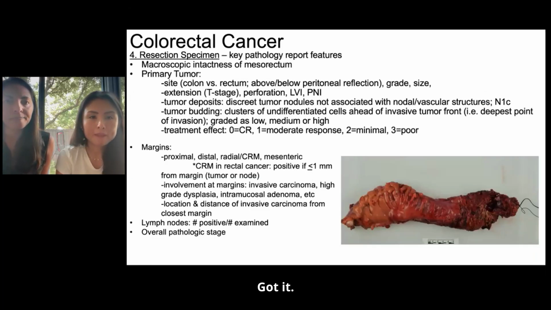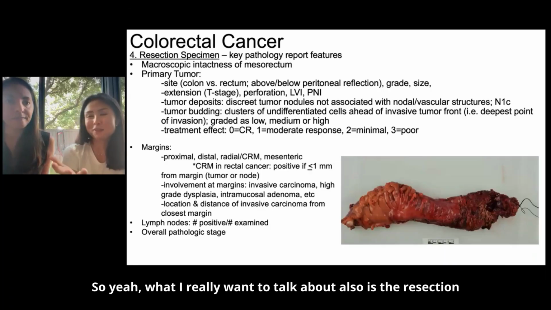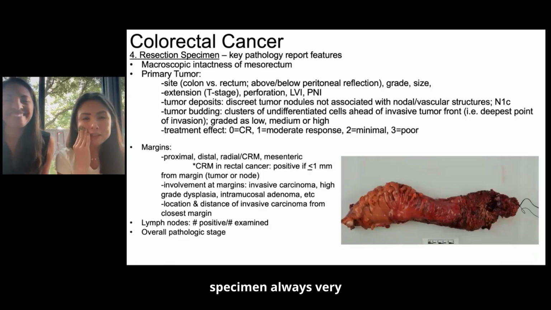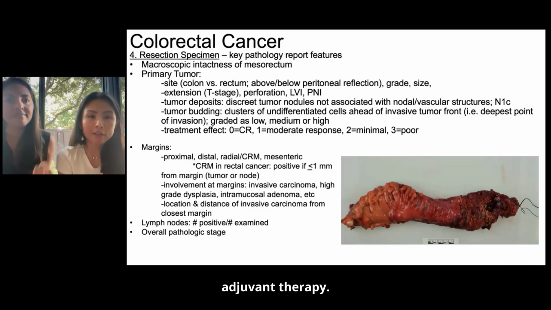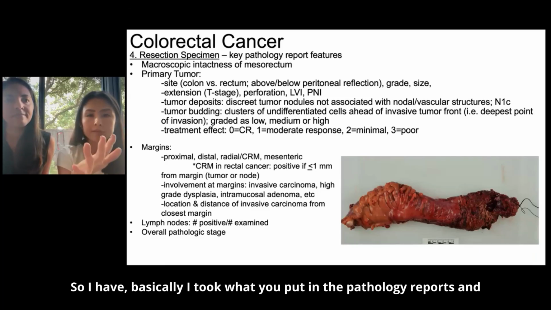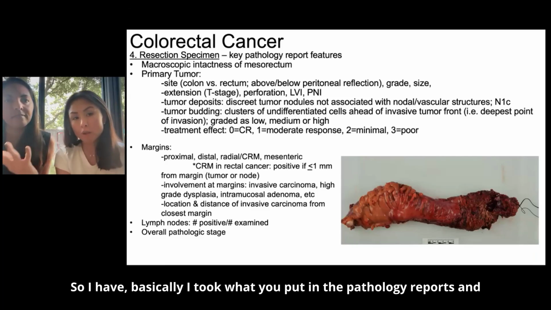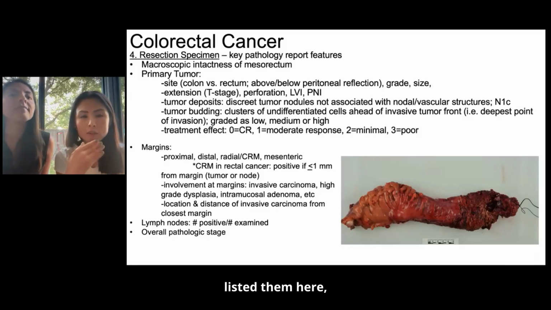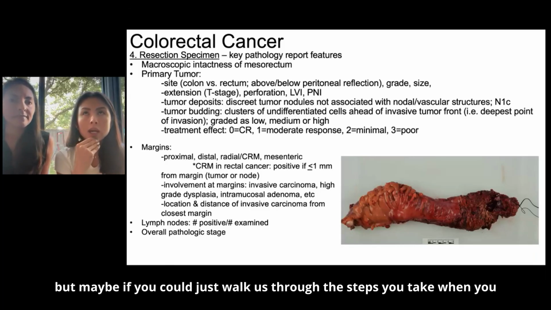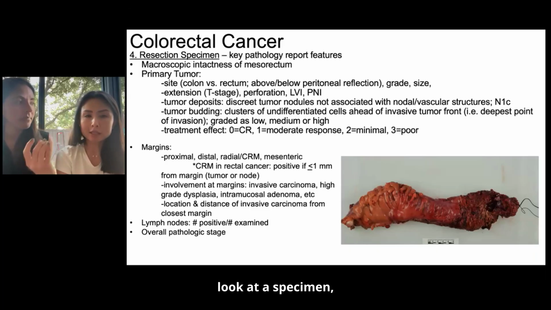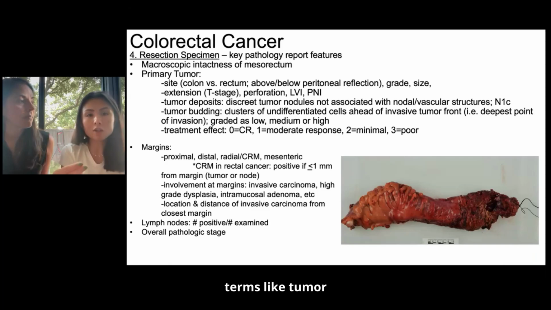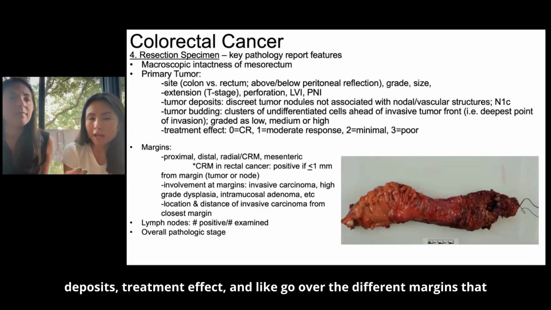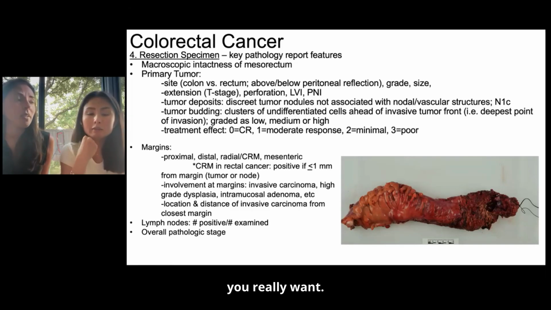Got it. Okay. So what I really want to talk about also is the resection specimen. Always very important for colorectal cancers, rectal cancers in determining the margins and need for adjuvant therapy. So I took what you put in the pathology reports and listed them here, but maybe you could walk us through the steps you take when you look at a specimen, both macroscopically and microscopically, and explain some of the terms like tumor deposits, treatment effect, and go over the different margins. That'd be really helpful. Sure, sure.